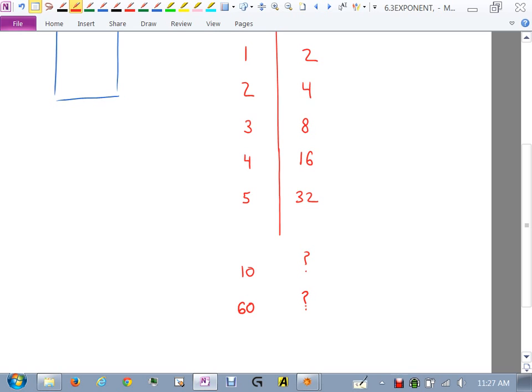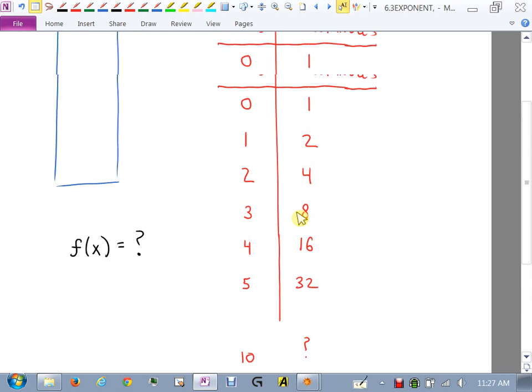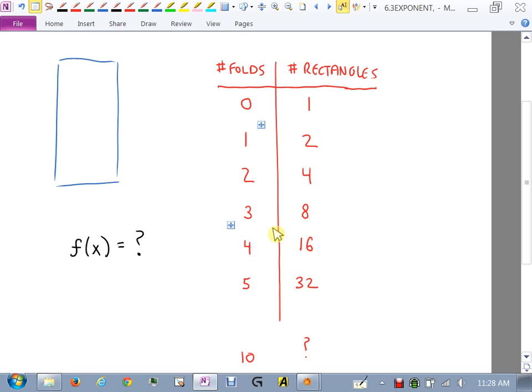So I wonder if there is a function that you plug this number into and it spits out this number? Right? Where I would plug in 0 and get 1. I plug in 1, I get 2. I plug in 2, I get 4. I plug in 3, I get 8. I plug in 4, I get 16. 5 and 32.